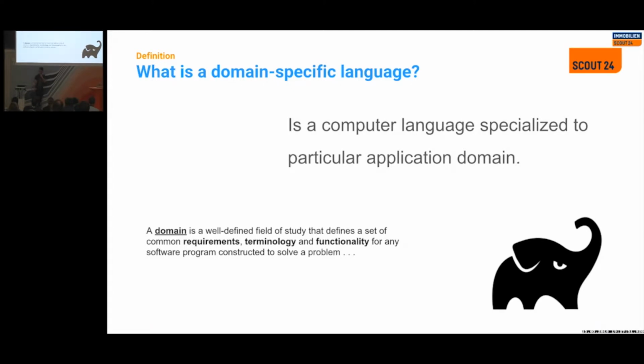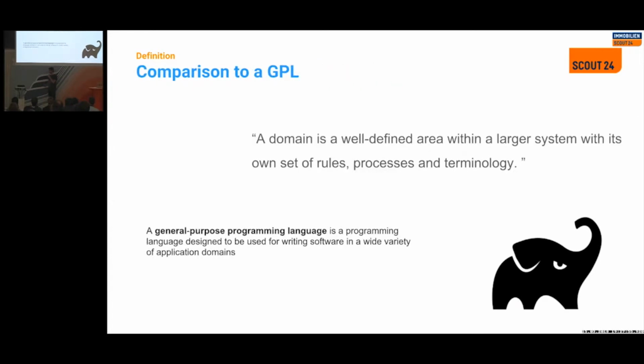So it can actually be a lot more simple. I have a little definition myself that might still be a bit fuzzy, but I think it feels a bit more accurate to me: a domain is a well-defined area within a larger system with its own set of rules, processes, and terminology. Still fuzzy, but a little bit shorter and a little bit nicer, if you ask me.